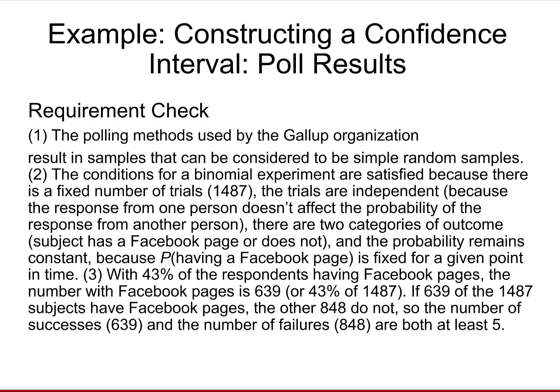Requirement check. The polling was done by Gallup, so that should be a random sample. The conditions for a binomial are satisfied. There's a fixed number of trials. The trials are independent. There are 2 categories: either the person has a Facebook page or doesn't. The probability remains constant. And with 43%, we have 639 people with a Facebook page and 848 who do not, so both of those are greater than 5.